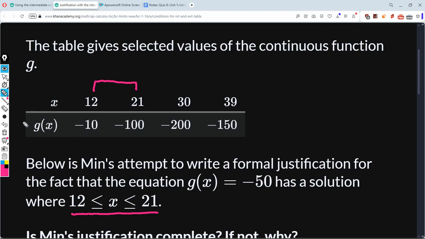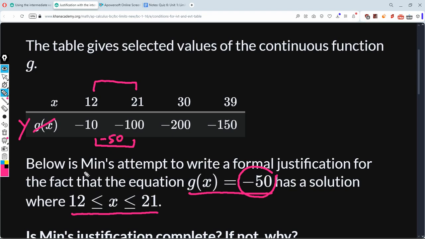And remember, g of x is basically the y coordinates. Okay, so it says g of x is negative 50. We're dealing with the x coordinates of 12 and 21, and we're looking at a y coordinate of negative 50. Does that fall in this range here? Well, yes, between negative 10 and negative 100, negative 50 is definitely somewhere in between those values.